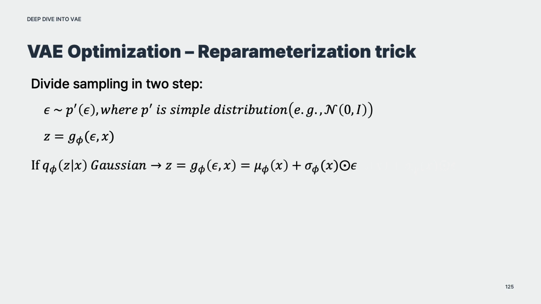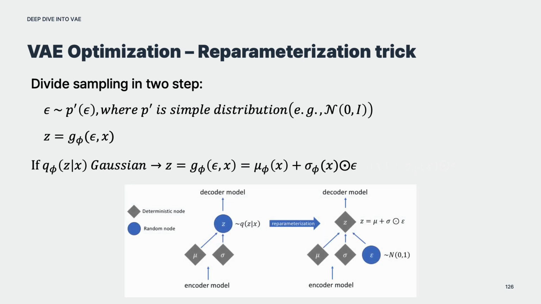If the approximate posterior q phi of z given x is Gaussian, then z can be constructed like this. This formulation is mathematically equivalent to sampling z directly from the encoder output, but now the randomness is isolated in epsilon, allowing gradient to flow through mu and sigma. If we visualize the reparameterization trick, we see that epsilon becomes the only stochastic node, while mu and sigma remain in the computational graph, enabling backpropagation.